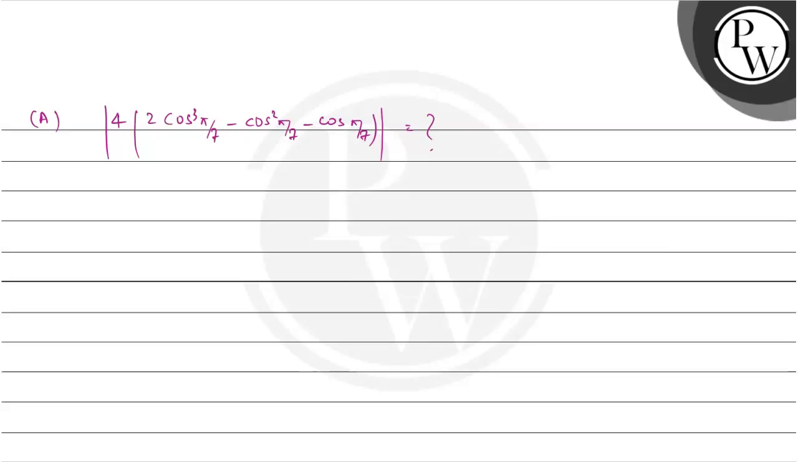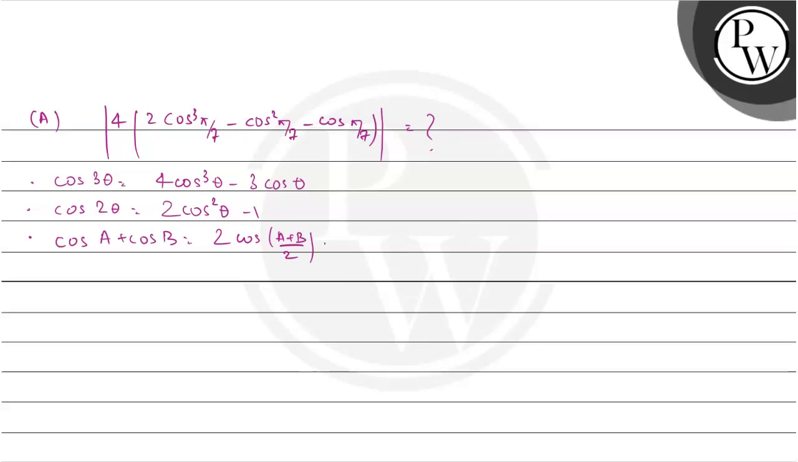So the key concept that I'm going to use over here is trigonometric identities, and the identities that I'm going to use over here is cos of 3 theta is equal to 4 cos cube theta minus 3 cos theta. Second identity is cos of 2 theta is equal to 2 times cos square theta minus 1. Third I'm going to use is cos of a plus cos of b is equal to twice of cos of a plus b by 2 times cos of a minus b upon 2.